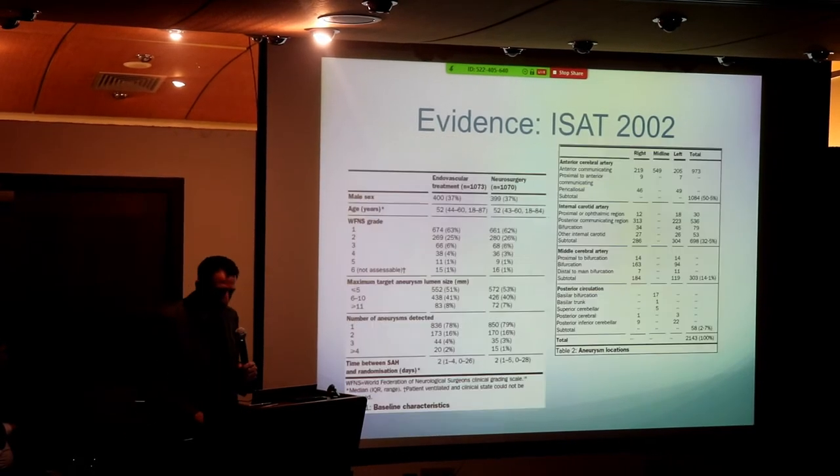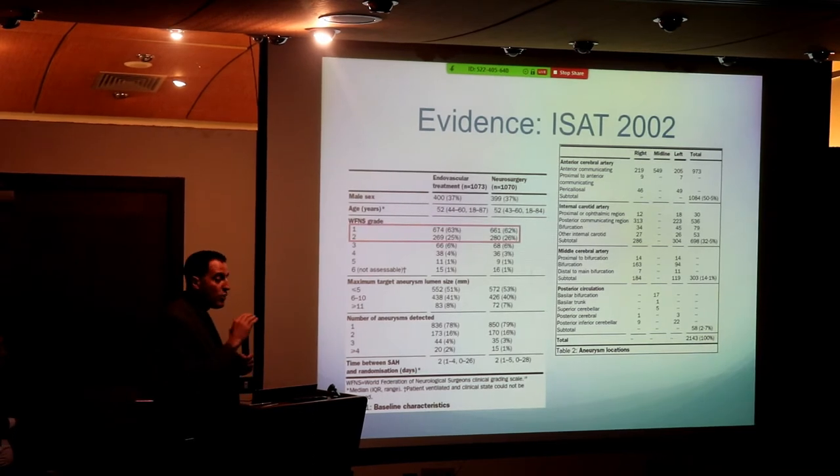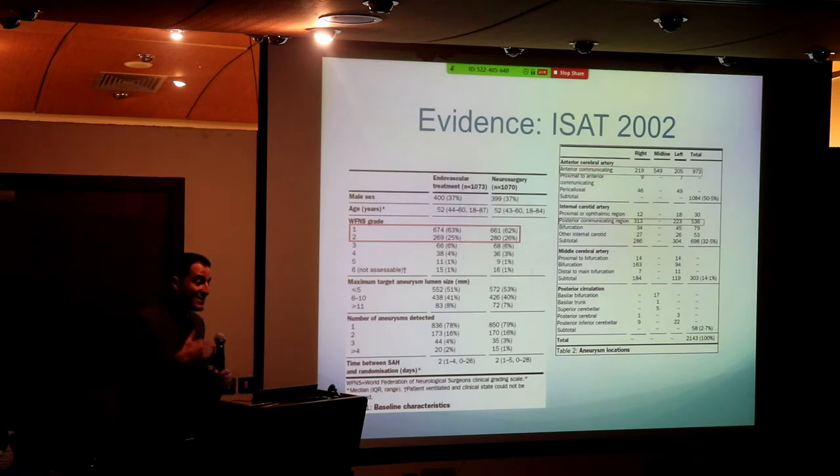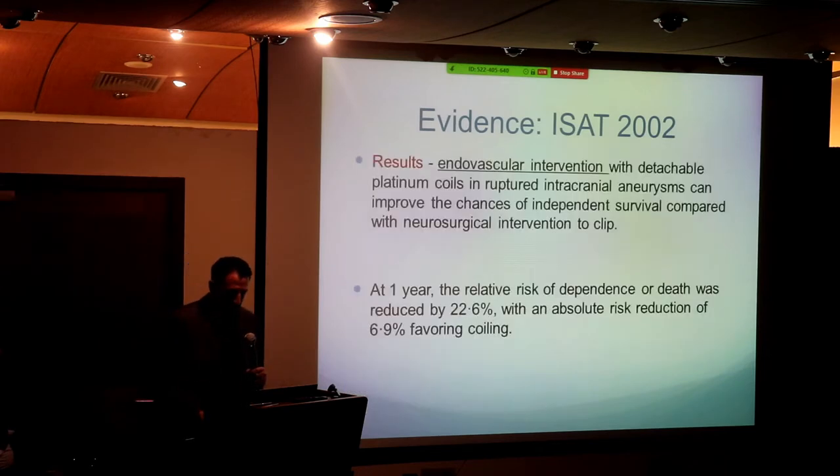Most of these patients were low grade. These are different grades of subarachnoid hemorrhage, and they were relatively not in coma, because most neurosurgeons will avoid clipping patients who are in bad shape, and Dr. Ibrahim can comment on that, because of the effect on them. Most of them were anterior circulation, because posterior circulation is typically much harder to clip than to coil.